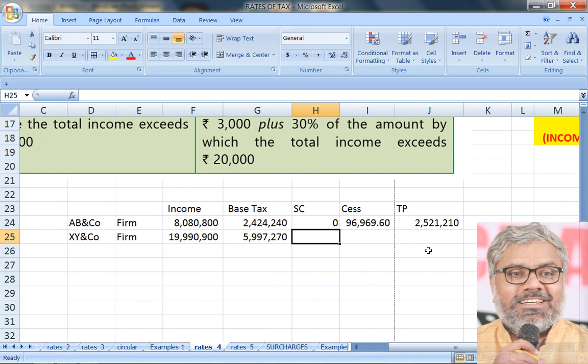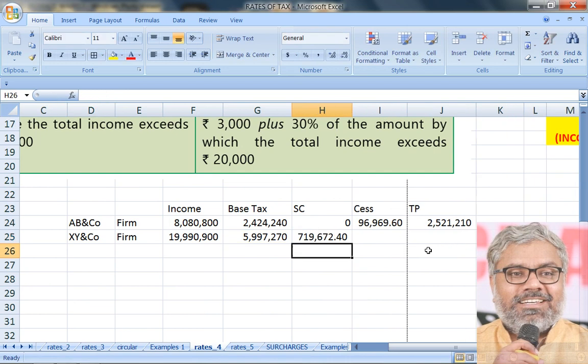Is there a surcharge here? Answer is yes. Surcharge how much for a firm if the income of the firm exceeds 1 crore? Here the income of the firm exceeds 1 crore. How much is the surcharge? 12%. So 12% on what? That is important. 12% on base tax. That is surcharge. Then cess is what?